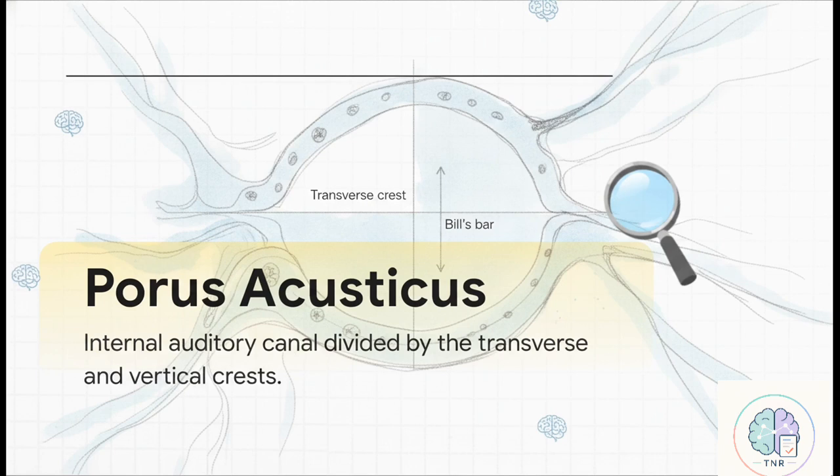The canal is divided into these tiny quadrants by delicate crests of bone. A horizontal line, called the transverse crest, divides the top from the bottom. Then there's a tiny vertical crest, which is famously known as Bill's bar, named after Dr. William House, and that separates the front from the back. Notably, Bill's bar sits a bit deeper in the canal than the transverse crest.